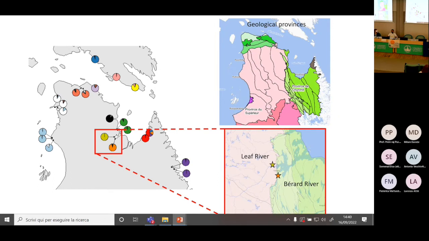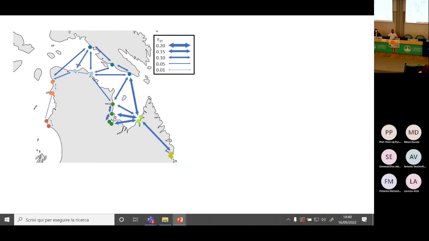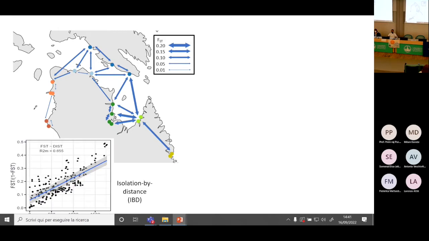So we think maybe that it can explain the absence of gene flow between those two populations, because a lot of salmonids use their sense of scent to find their way back to the river. So maybe the water chemistry of those rivers is really different and might prevent gene flow between them. We also calculated FSTs and found some strong patterns of isolation by distance, as we expected, along the coast, but also across the Hudson Strait.